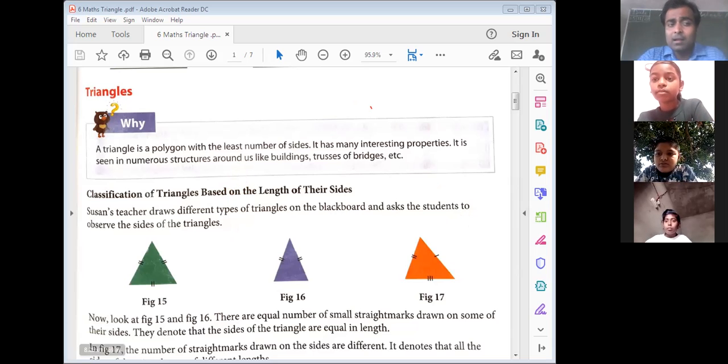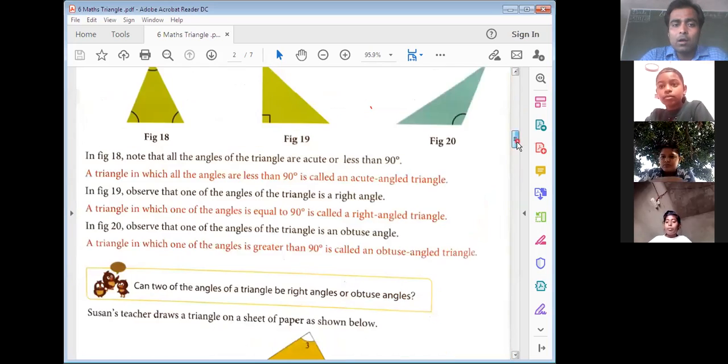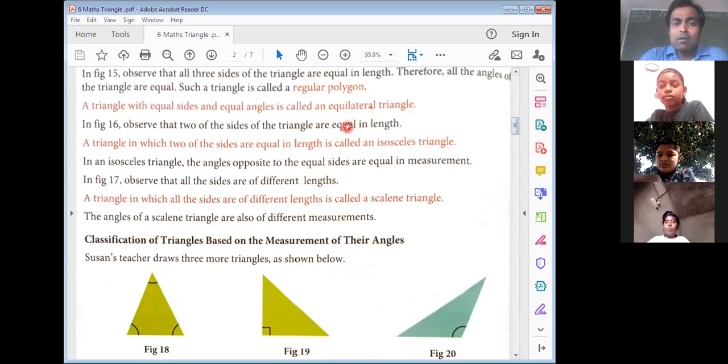In the same way, in the triangle, if all the sides are equal in terms of length, if all the sides are equal of a triangle, then this kind of triangle is known as an equilateral triangle.